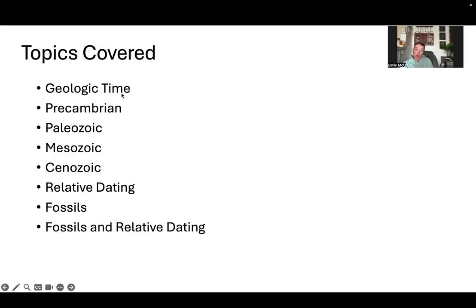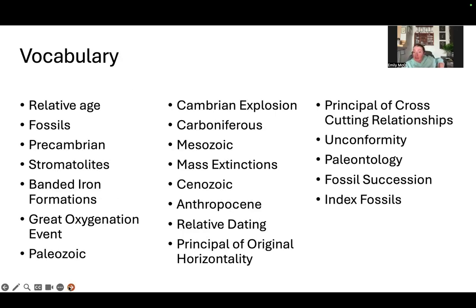We're going to look at geologic time, which means we're going to break down geologic time into four units, basically. We're going to look at relative dating, fossils, and relative dating. But not dating your relatives. Gross. I'm funny. This is some new vocabulary we're going to use.